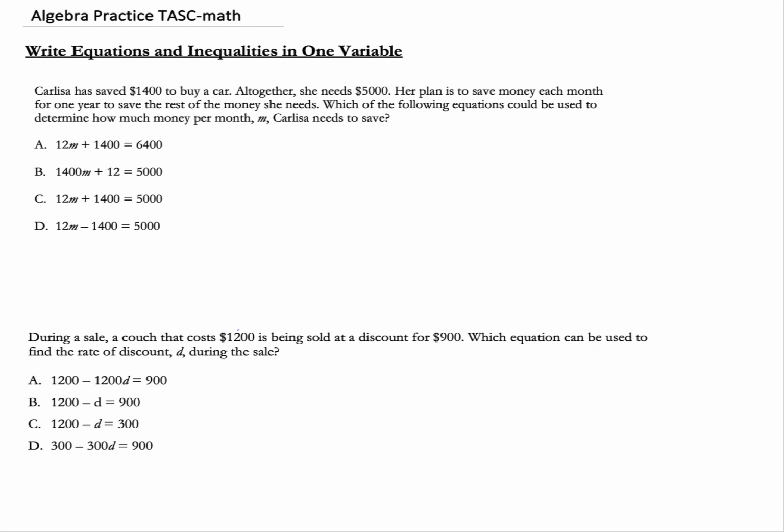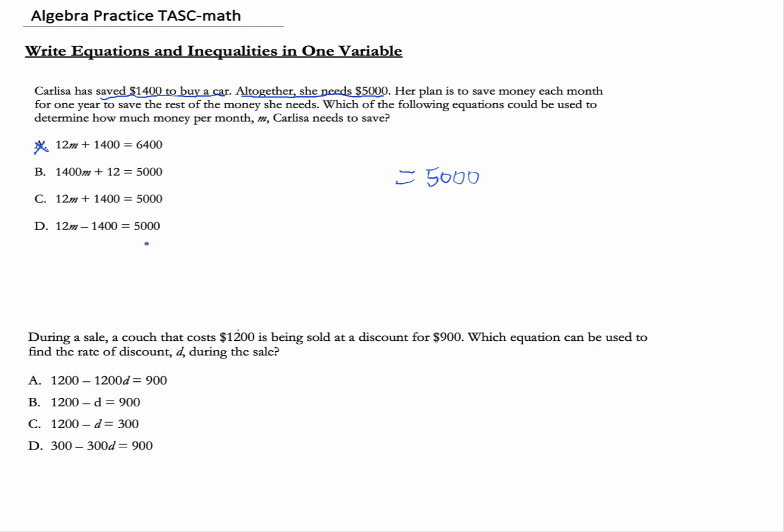So in the first one where we're going to be writing equations and inequalities, we have Carlisa. She saved $1,400 to buy a car. Now all together she needs $5,000. So she wants this car in total, and they said all together she needs $5,000. So that's going to equal $5,000. Now when you look at the answer choices, we can eliminate A because notice that equals 6,400.